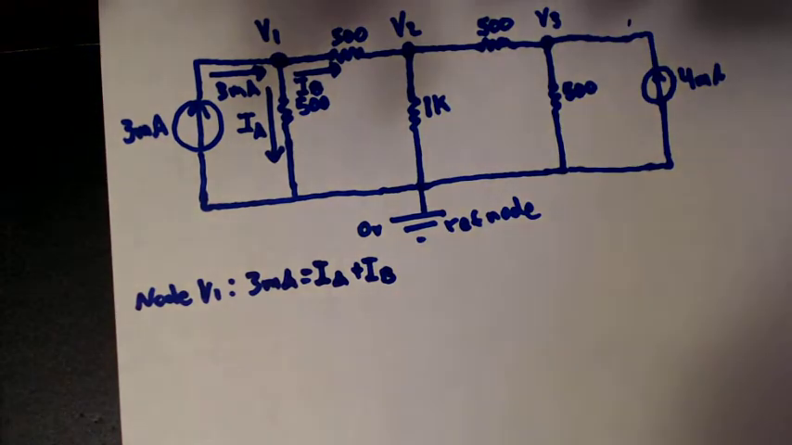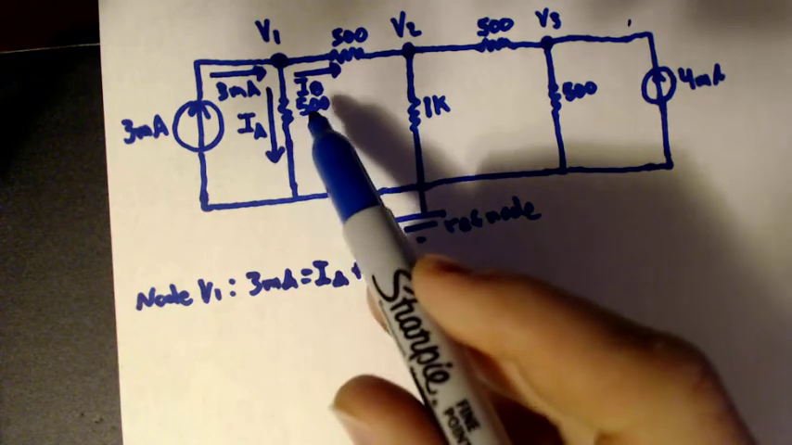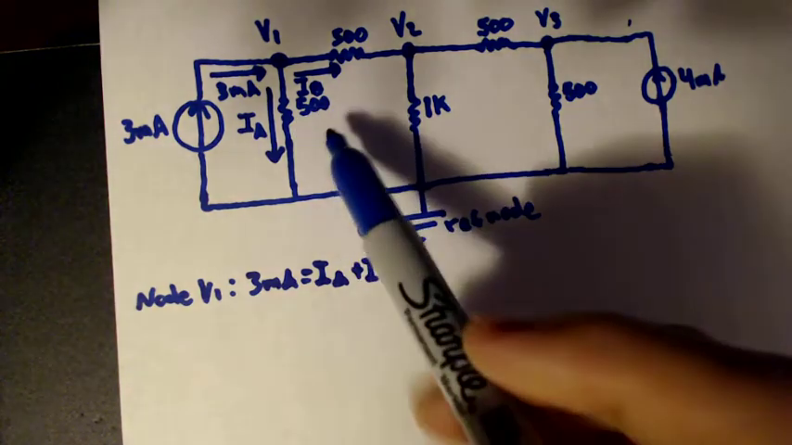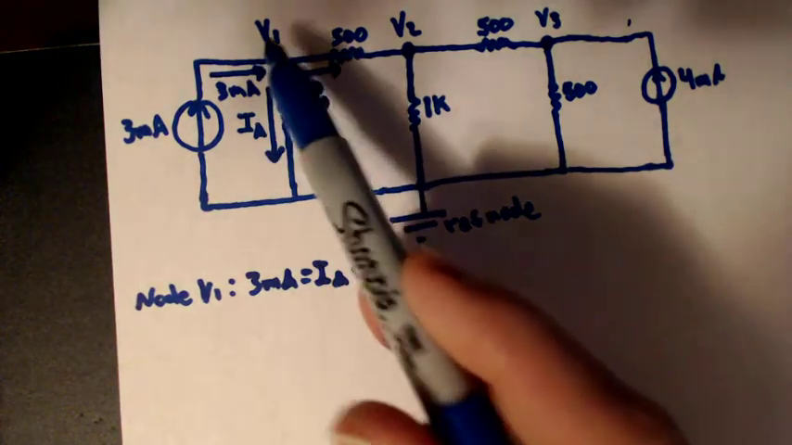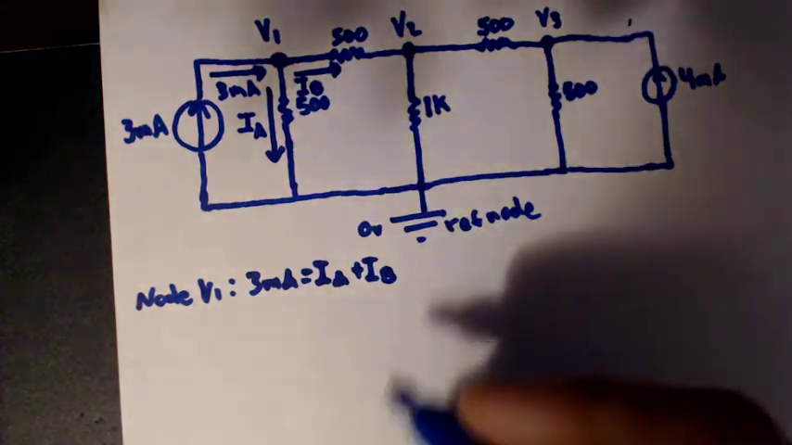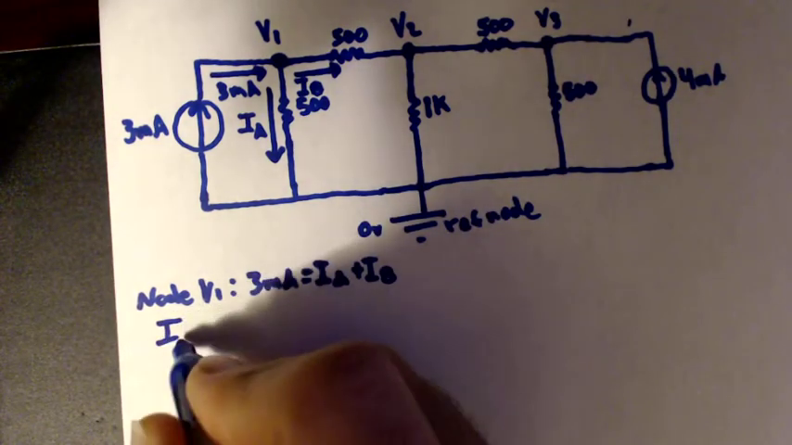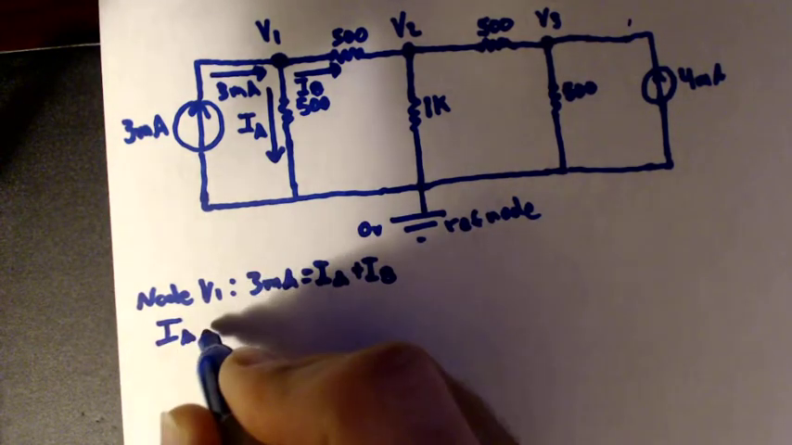Okay, so we're about halfway there to our first expression. However, we need to rewrite IA and IB in terms of the resistances and the voltages that we have in this circuit. So I'm going to now write out what IA is equal to.